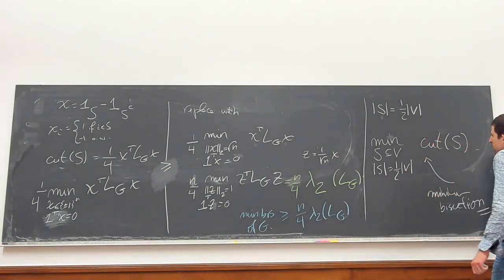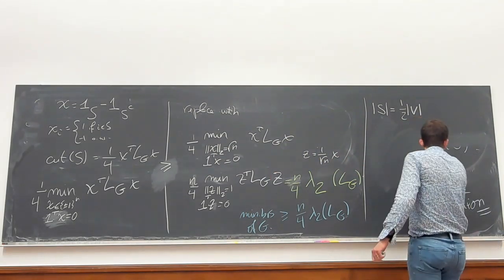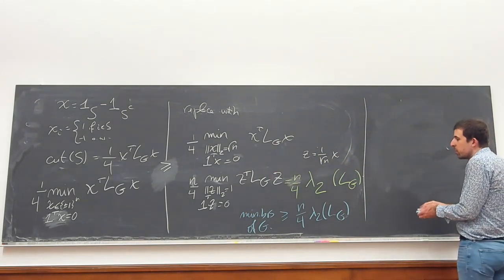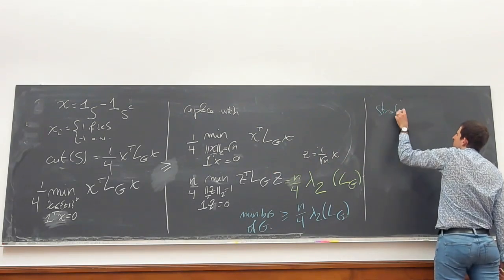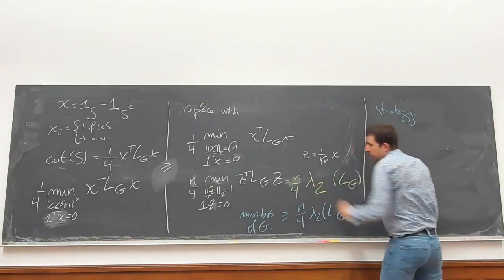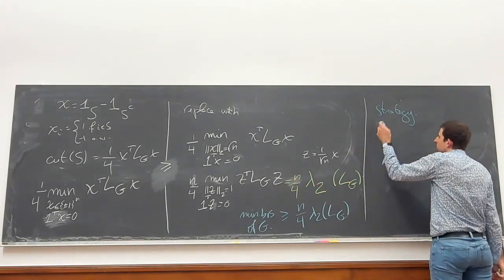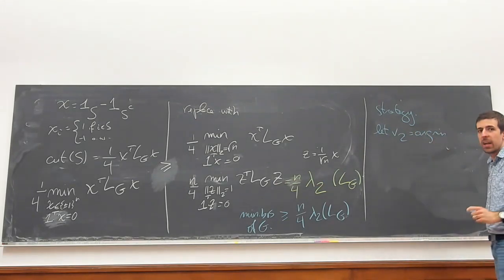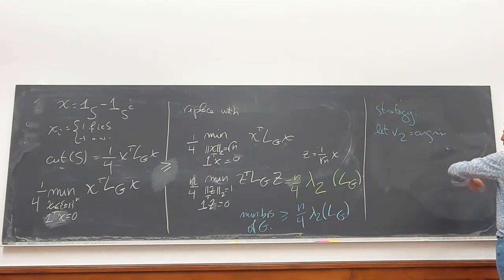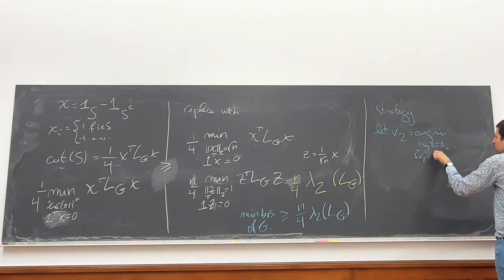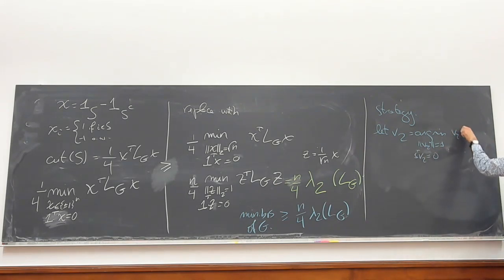Now, if what we want to do is minimum bisection, we have a reasonable strategy. We compute the minimizer of this. Let's call it V2. Let V2 be the argument of that problem, and I'm calling it V2 because it's the second eigenvector of G, with V2 transpose 1 being 0.